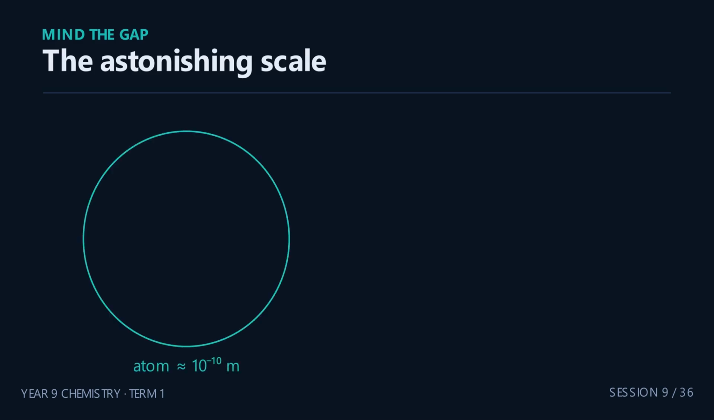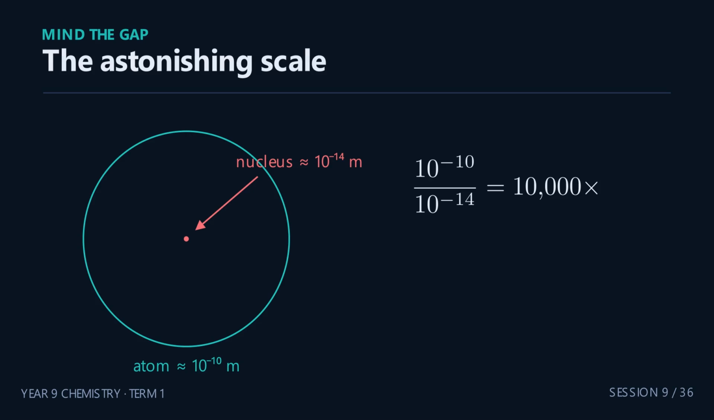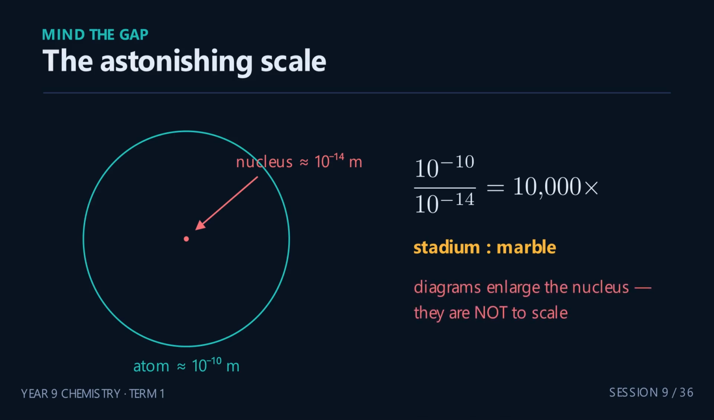Now for the scale, and it is astonishing. An atom's radius is roughly 10 to the -10 meters. The nucleus, roughly 10 to the -14. That makes the nucleus about 10,000 times smaller in radius than its atom. If the atom were a big football stadium, the nucleus would be a marble at the center spot. Every diagram you see enlarges the nucleus just so you can see it. Diagrams are not drawn to scale.